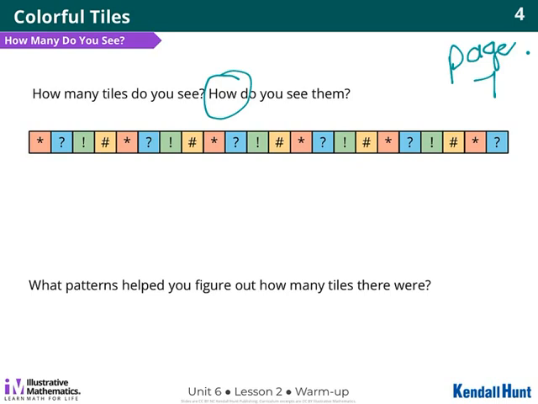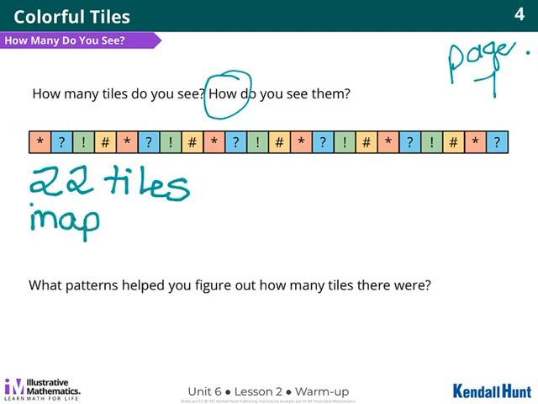Quinn? 21 tiles. 21. Okay. Kate, how many? 22. There's actually 22 tiles. Yep. 22 tiles. Okay. Now I want to know, how do you see them? Aubriella. I see them in a pattern. And what kind of pattern? I guess a color pattern. So like colors?